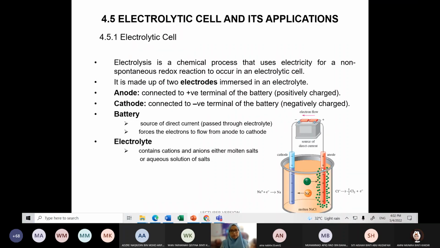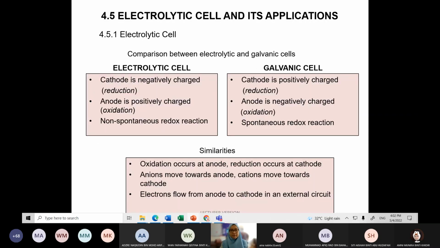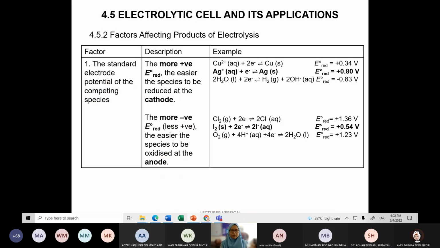So you have been introduced to the electrolytic cell and how the setup of the electrolytic cell looks like, the components of the electrolytic cell, and then the comparison between electrolytic and galvanic cell. Make sure that you know how to differentiate between electrolytic cell and galvanic cell, and also the similarities of these two cells. Next will be the factors affecting the product of electrolysis.